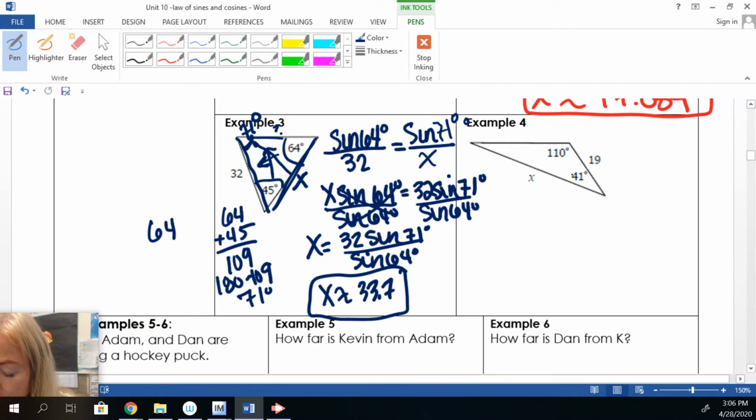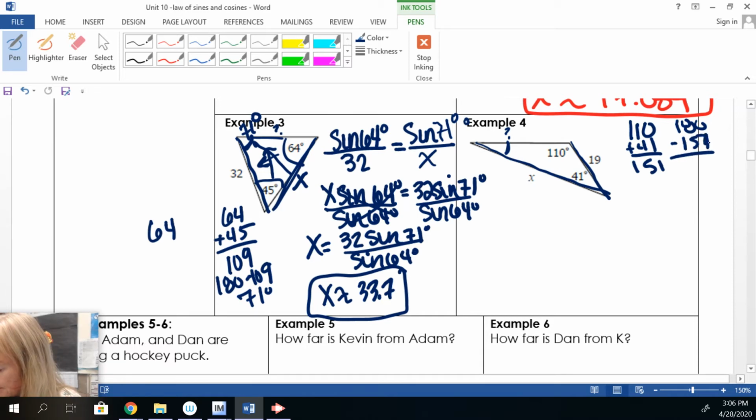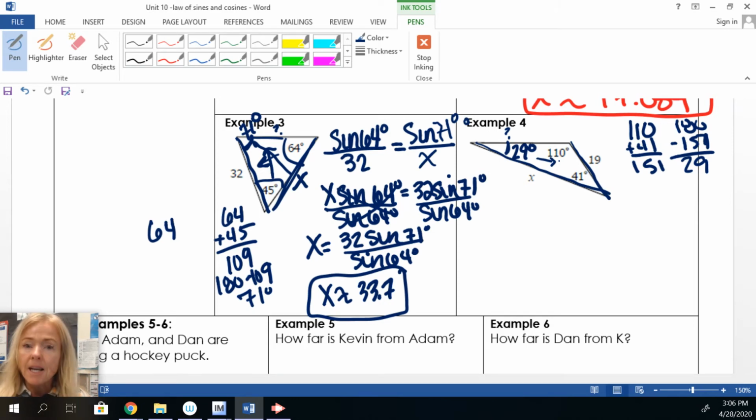Okay, the next one. This x is across from 110, so we're good with it. This 19, however, is across from this angle, which we don't know. So in order to find that, we need to take 110 and add 41, so that's 151, and then subtract that from 180. So 180 minus 151 is 29, so that means this angle is 29, and that's the one across from the 19. Luckily we had two of the other angles, so we could add them together and subtract from 180 to get that angle.